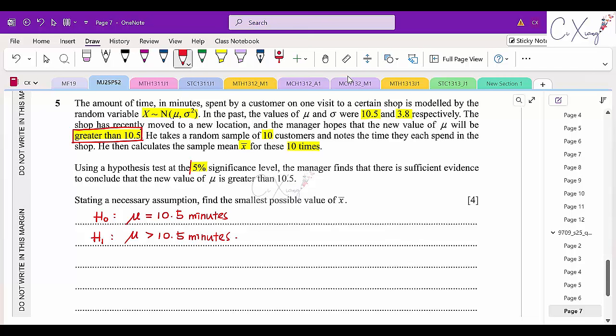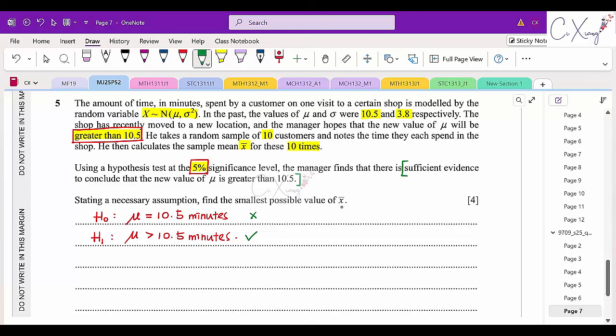Okay, so I carry out the test at a 5% significance level, and then there's a conclusion here. The manager finds that there's sufficient evidence to conclude that the new value of mu is greater than 10.5. According to what we have in this particular sentence, sufficient evidence to conclude mu greater than 10.5, that means this is correct, this is a conclusion, and this is not correct. Okay, so now they want you to find the smallest possible value of the sample mean. So what are we using the sample mean for here? Basically, the sample mean is used to carry out the test, because we're using the sample mean to calculate the test statistic.